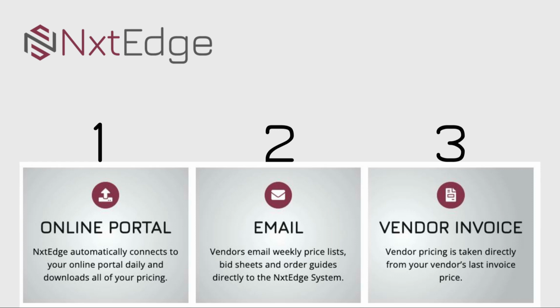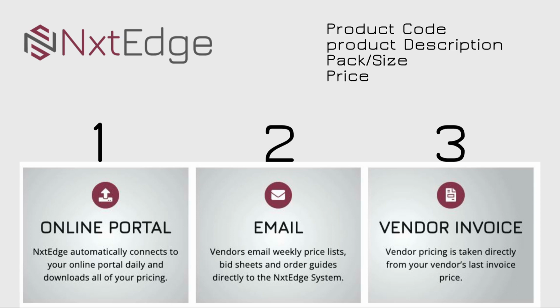Vendors that can email a price list, bid sheet, or order guide should send this in as often as you want or as often as their pricing changes. You will be given an email address for the order guide to go to, and it will be automatically imported into the software. The order guide must include product code, product description, pack and size, and a price. The order guide should be in Excel or a readable PDF.